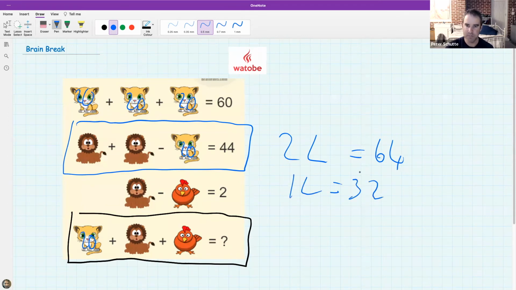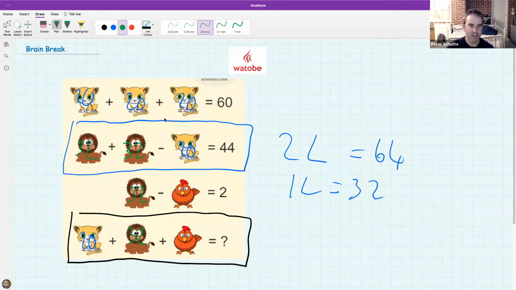So I think 1 lion is 32. Does anybody agree with me? A lion is 32? Because think about it. If you go 32 plus 32, you get 64. 64 minus 20 is 44. So yeah, this is going to be 32. So what's the final answer? I see a couple of students are venturing a guess. I think the first one was Lorraine, from what I can see.